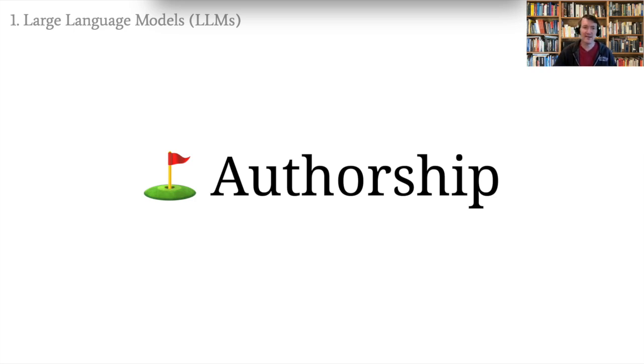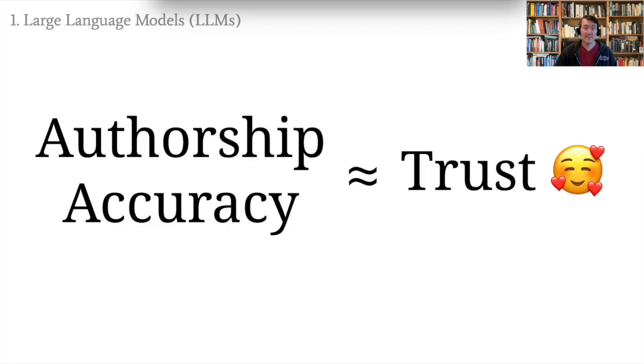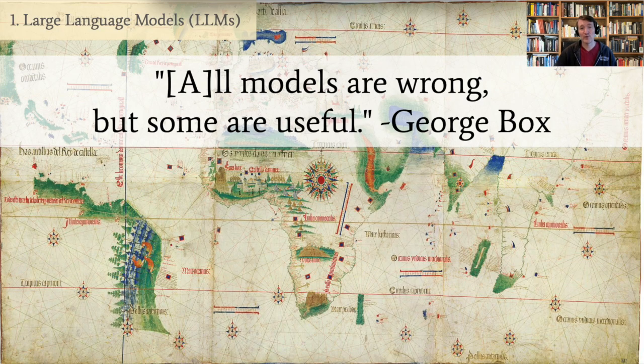And second, how can we ensure accuracy in our writing? I propose that both of these questions are really getting to the matter of trust. That is, how does a reader come to trust a text? Before we move on, let us stop to consider that large language models are just that, models. And as George Box noted, all models are wrong, but some are useful.